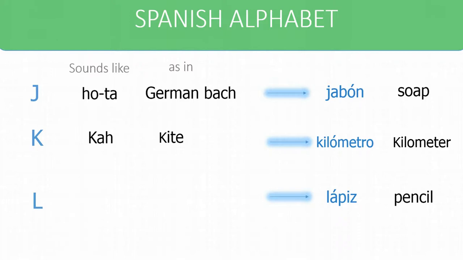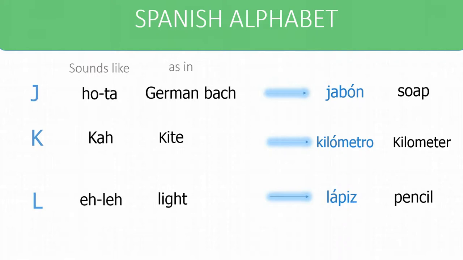Next we have L, which in Spanish sounds like L. And it's similar to the one in light. So an example in Spanish will be the word lápiz. Lápiz. So remember the sound L as in light. And an example is the word lápiz.